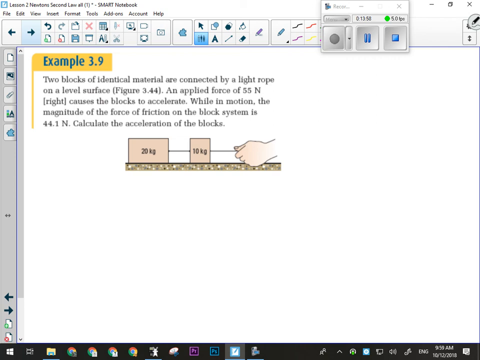All right, can I simplify this diagram a little bit? It's asking about the blocks combined. It's saying the force being applied on the blocks is 55 newtons. The combined force of friction on the blocks, plural, is 44.1. So really, I can just draw this like this.